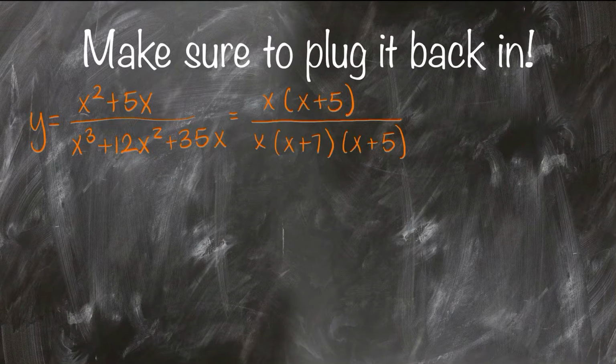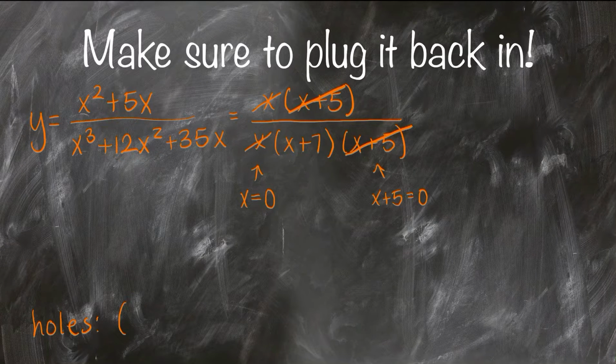Now notice here there's actually 2 factors that we have in common. The x's are going to cancel, and the x plus 5's are going to cancel. This means we're going to have 2 holes. One where x equals 0, and one where x plus 5 equals 0. So our holes, we're going to have one at 0 something and one at -5 something.